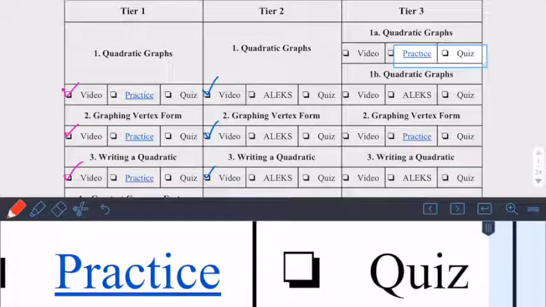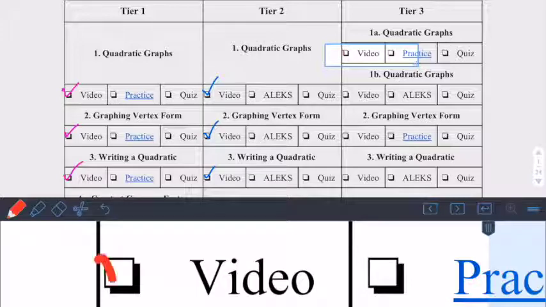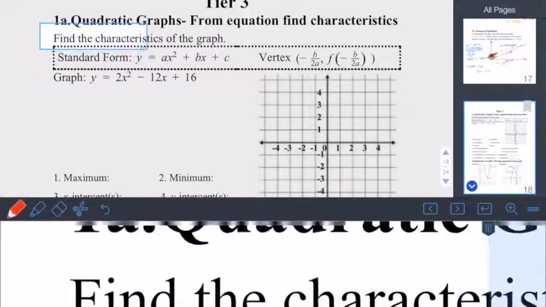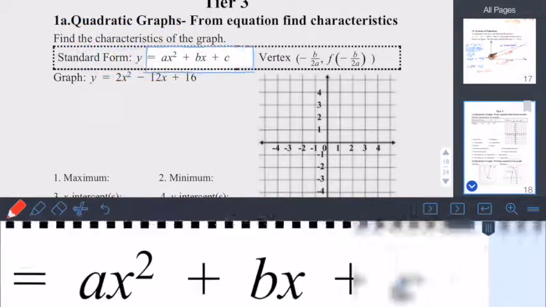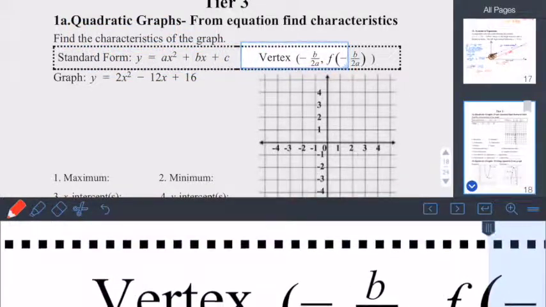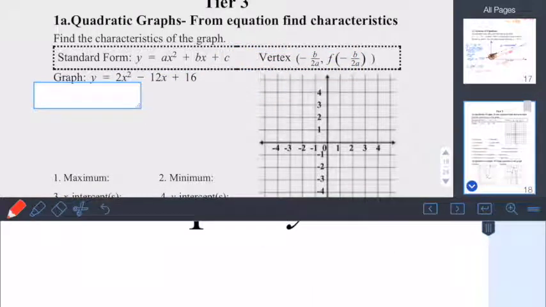This is tier 3, and this is lesson 1a, quadratic graph. So now we're going to graph the function and find characteristics of the graph. So we have standard form, and we could find the vertex using that negative b over 2a we've been talking about. So let's do that first.